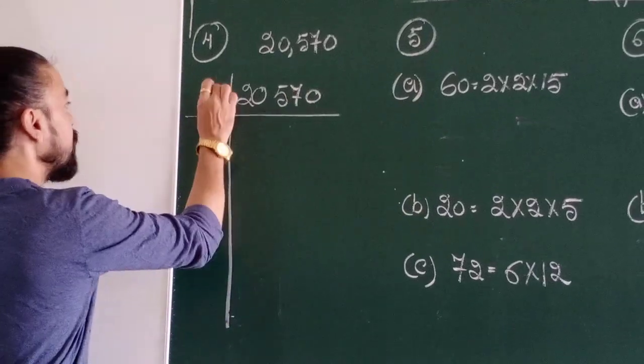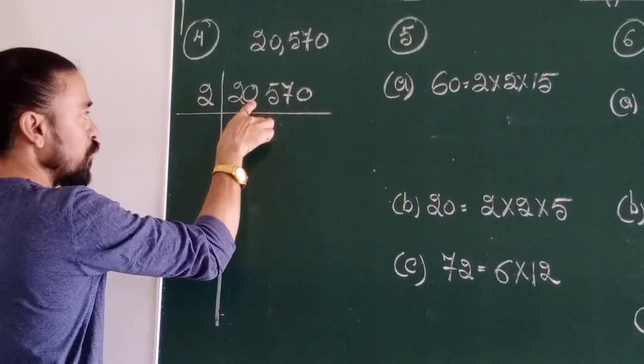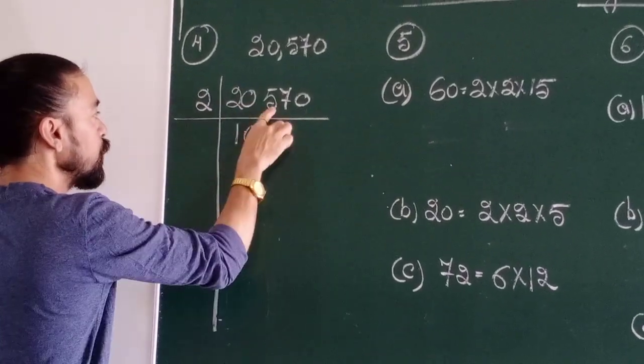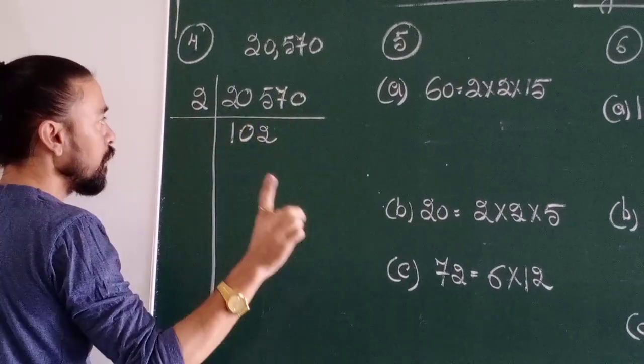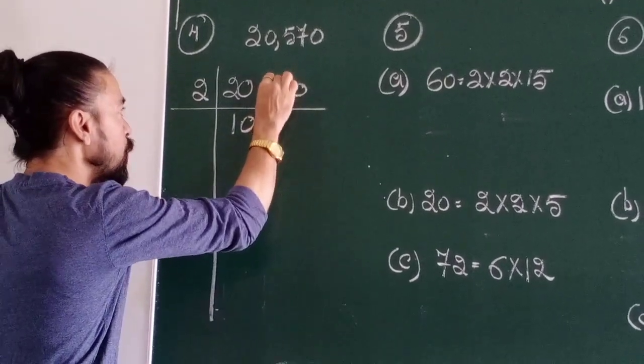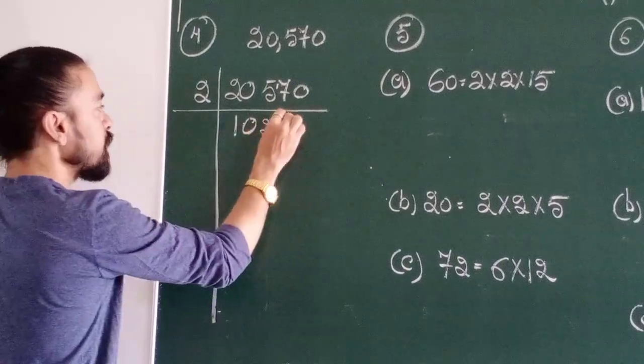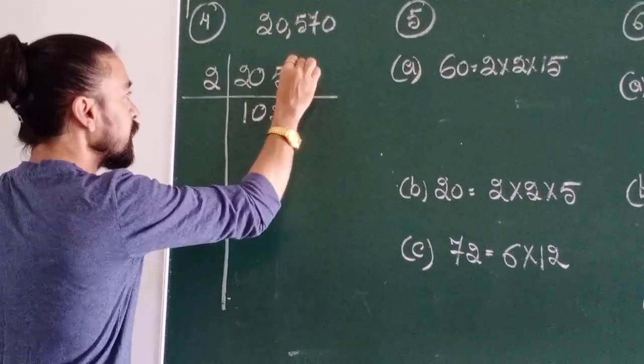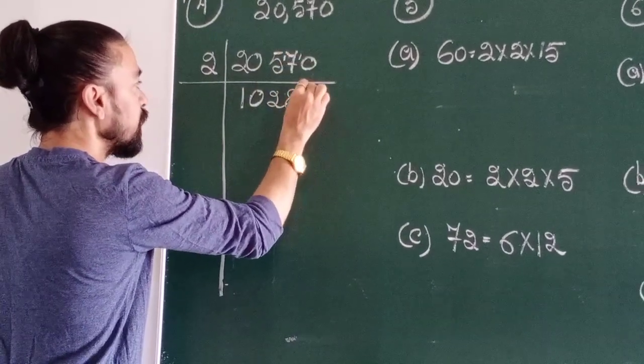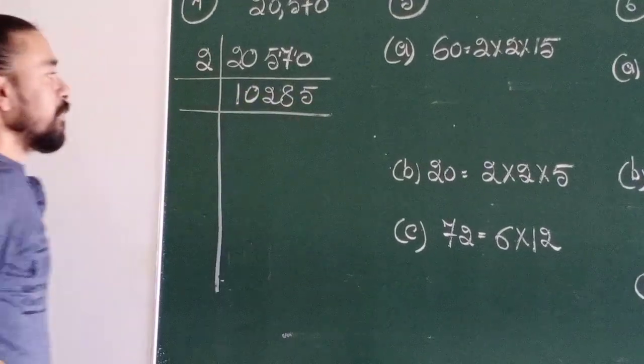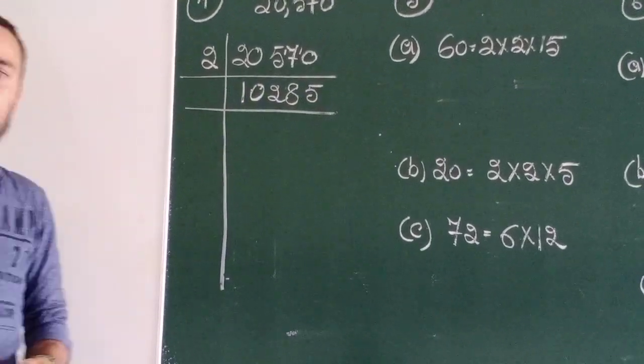Ending with 0 will divide by 2. 2 ones are 2. Does not go in 0, put a 0. 2 twos are 4. How much am I left with? 1. That small 1 comes here. 2 eights are 16. Carry 1. 2 fives are 10.